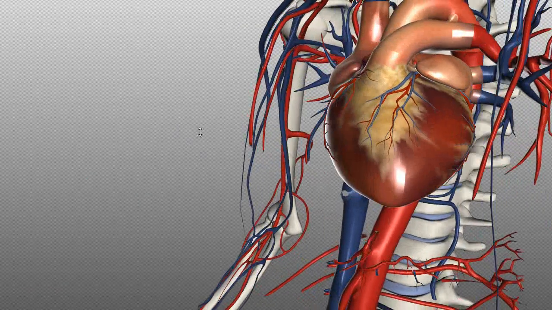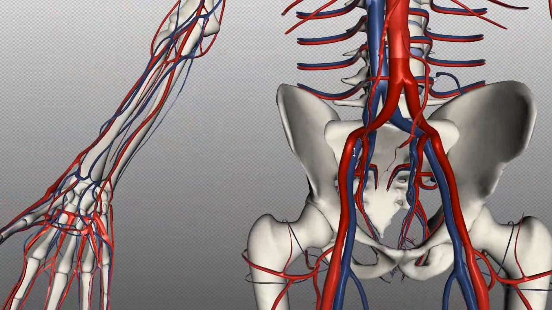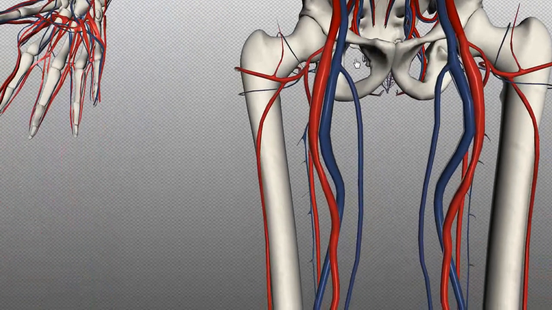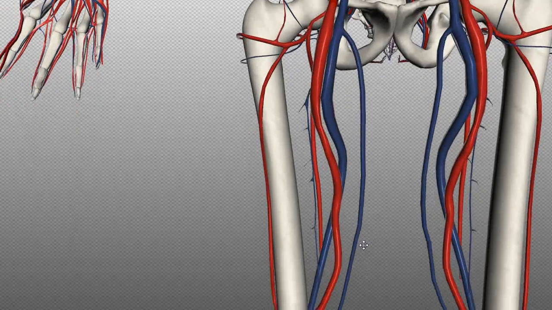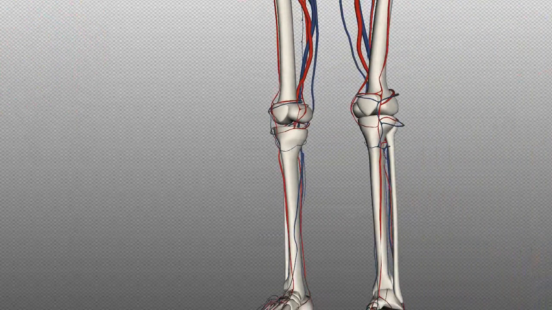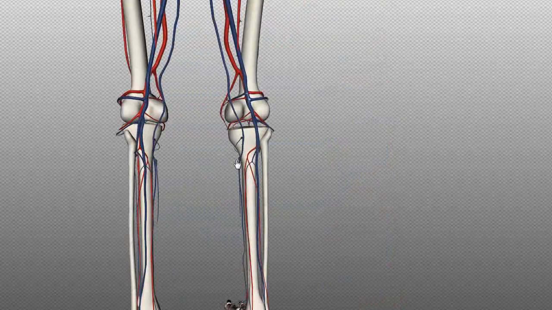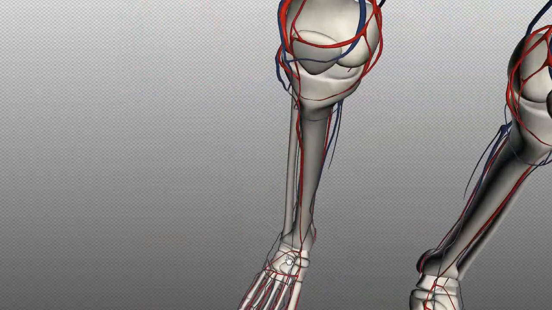Just moving back to where we were, we've got the common iliac veins, which are formed from the external and internal iliac veins merging. Working our way down, the external iliacs are formed from the femoral vein, and this long vein which runs down the entire length of the leg on the medial aspect is called the long saphenous vein. It runs all the way down the medial aspect of the leg to join the dorsal venous plexus of the foot.